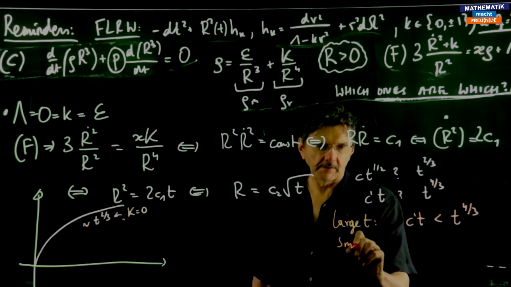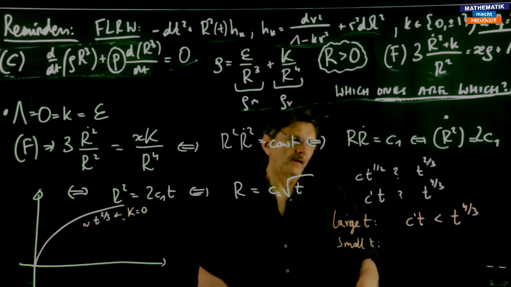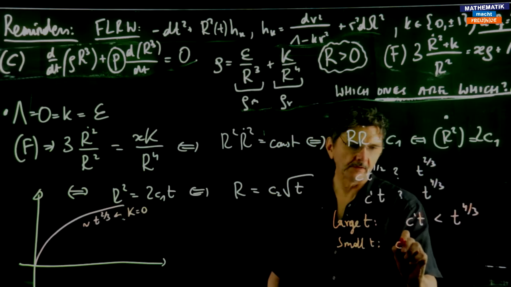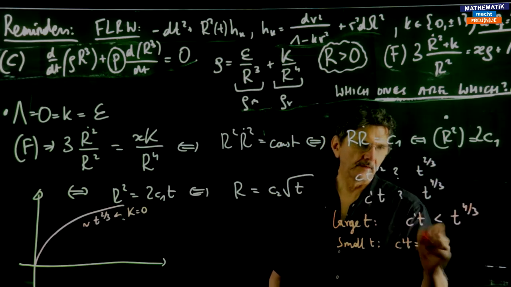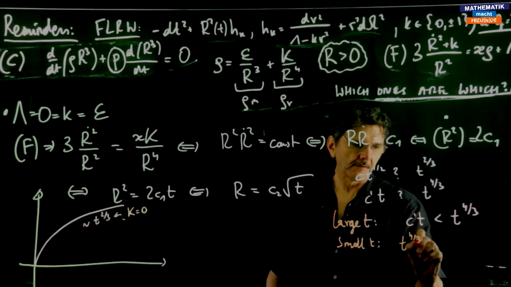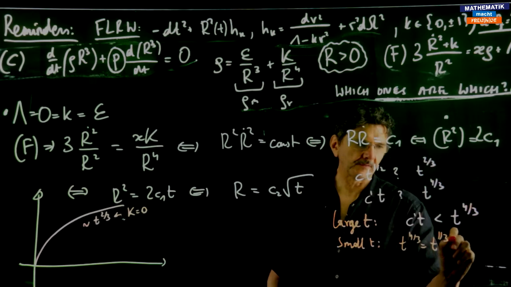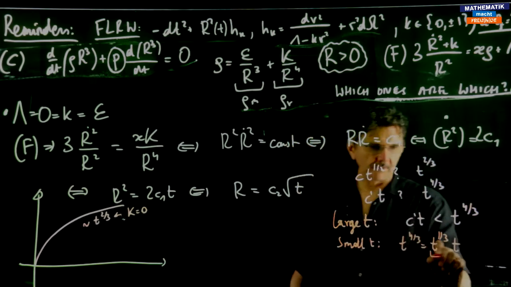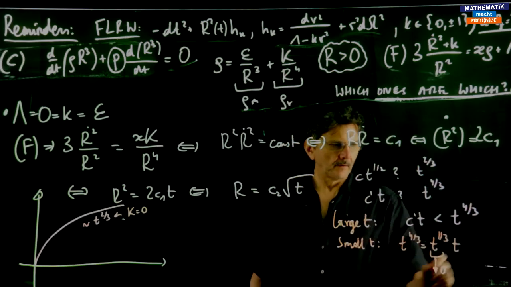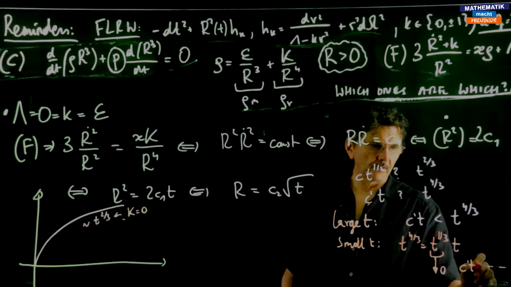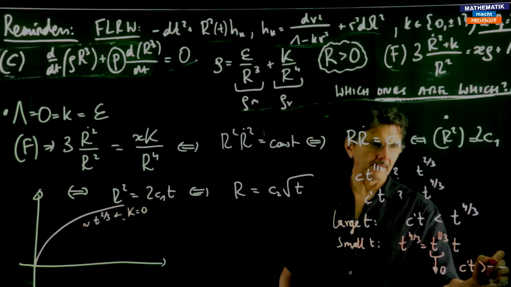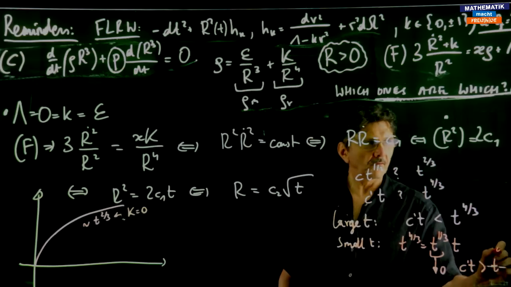And for small t, which one is smaller? Right, so C prime t, or t^(4/3), is t^(1/3) times t, right? And this is going to zero, but this is smaller, right? So C prime t is larger than t^(4/3).